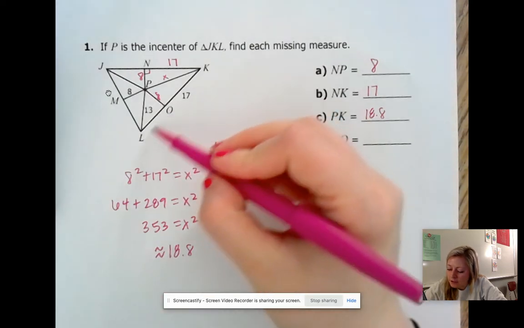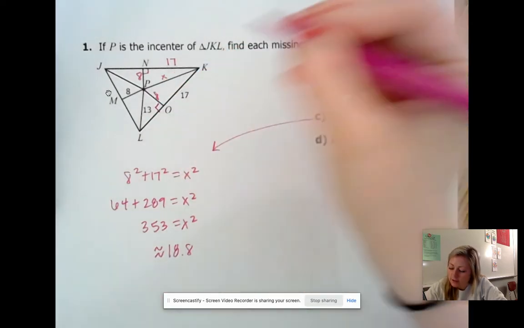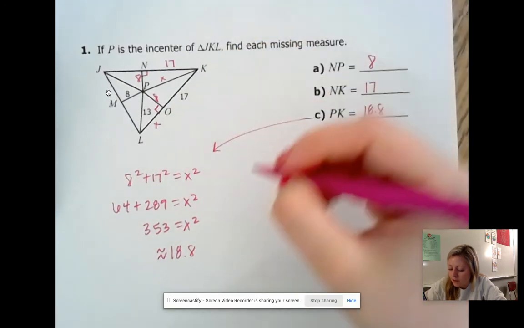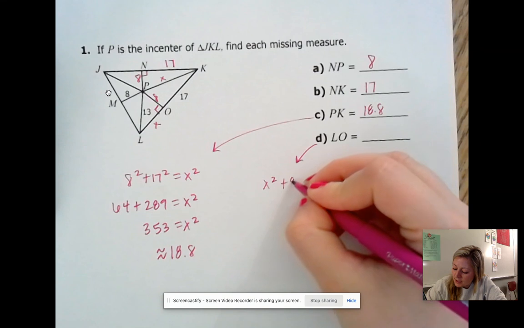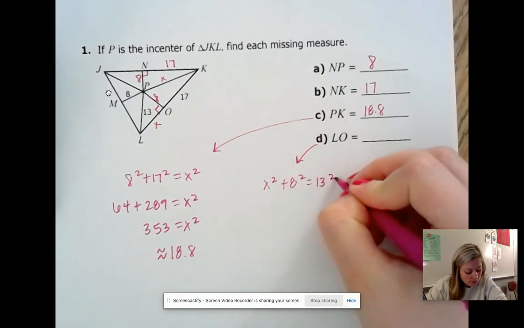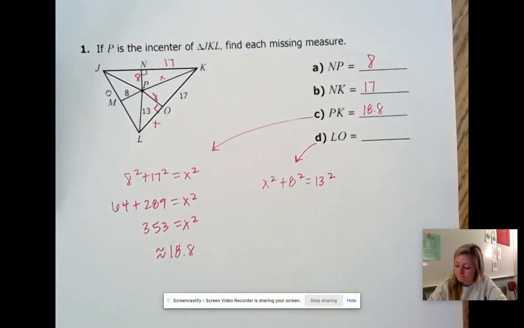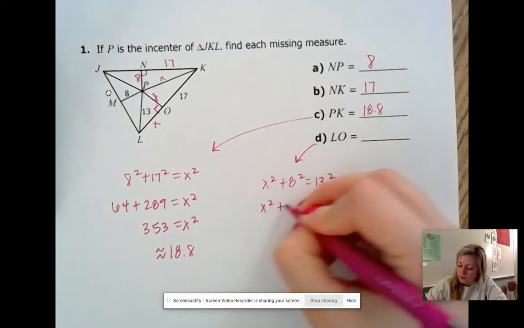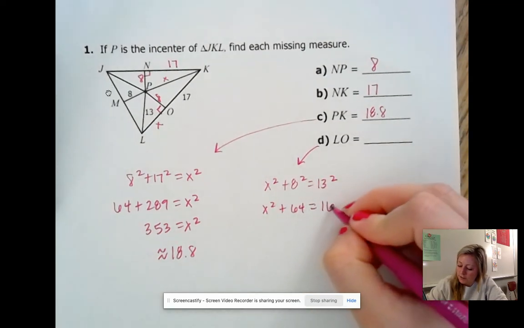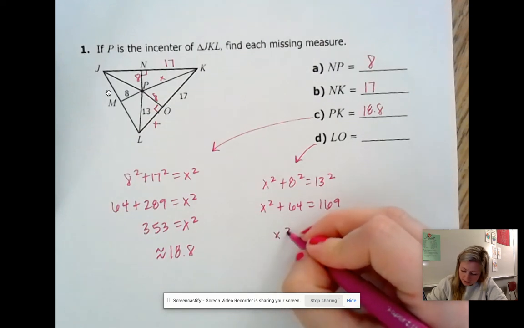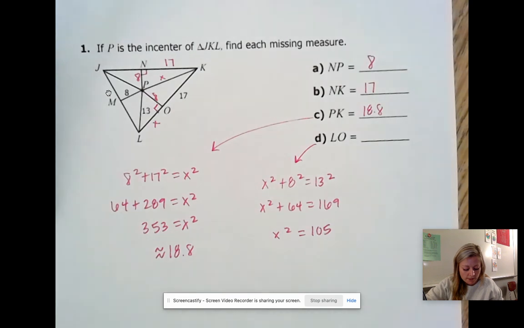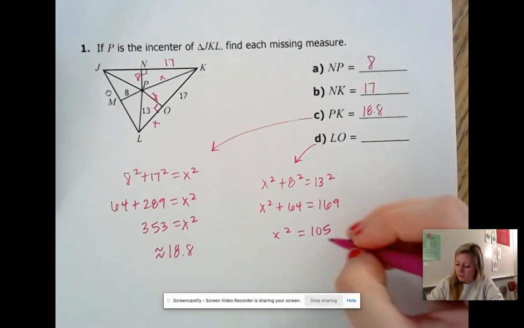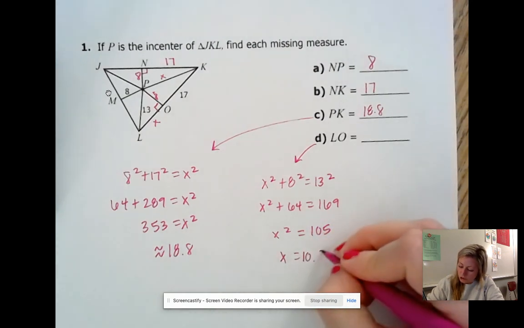And then LO we're looking for, so again, we don't know it, and this is a little right triangle. So we can do the Pythagorean theorem here. X squared plus 8 squared equals 13 squared. 8 squared, 64. 13 squared is 169. X squared equals, that would be what, guys? 105. We take the square root. We get 10.2-ish.